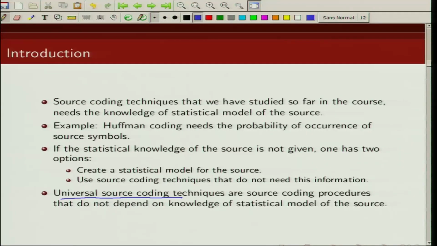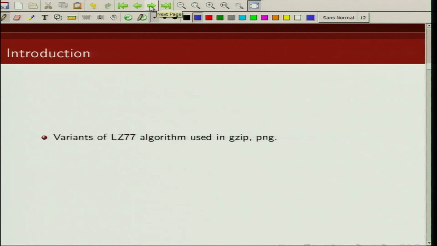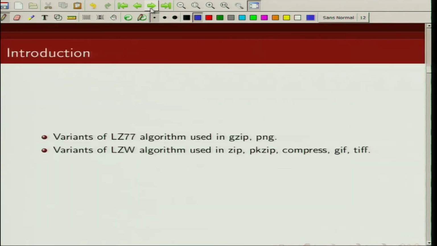Universal source compression algorithms are the source coding algorithms that do not require any knowledge about the statistical model of the source. And they are very efficient. We are not going to talk in this class about the optimality of these algorithms, but asymptotically they are also optimal. These algorithms are widely used in practice. For example, a variant of the LZ77 algorithm is used in the compression software gzip and PNG, whereas zip, compress, and TIFF use a variant of the Lempel-Ziv-Welch algorithm. So we will talk about these two Lempel-Ziv algorithms in this lecture and the next lecture.